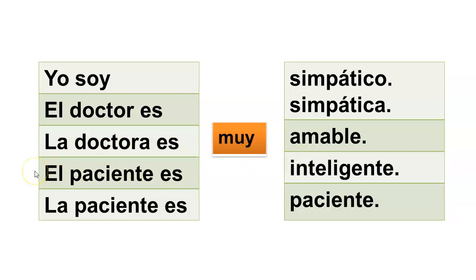The patient is very intelligent. El paciente es muy inteligente. The patient, referring to a female patient. La paciente es muy inteligente. And the last one we have here is paciente. So when it takes el or la, it means the patient. El paciente, la paciente. But paciente is also an adjective meaning patient, having lots of patience.